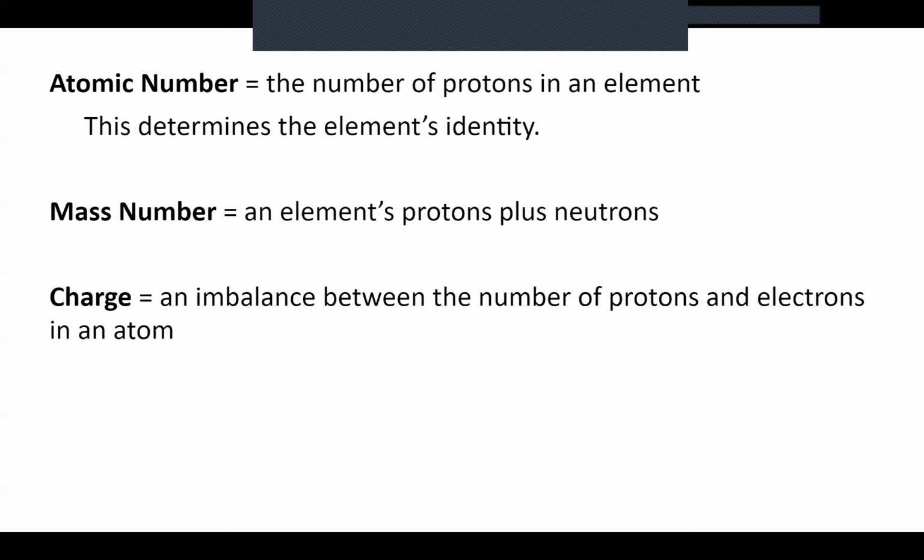If you're talking, however, about an entire collection of atoms of a given type, and you start to average mass numbers, that's when you can get decimals. We'll walk through an example of that in a bit.